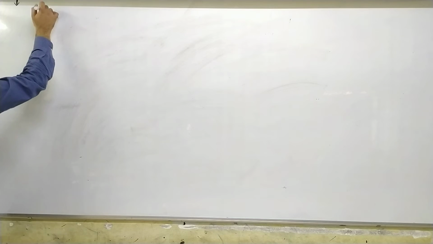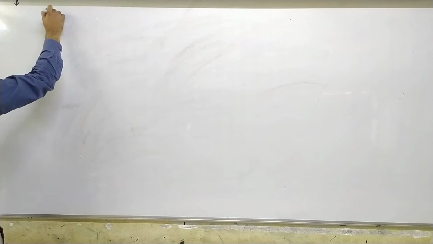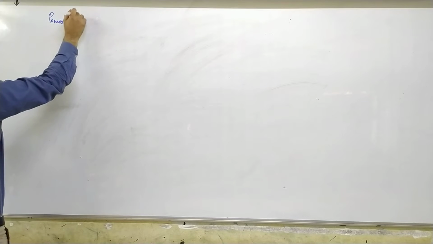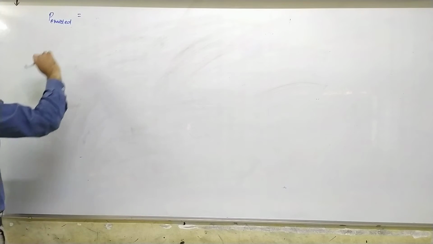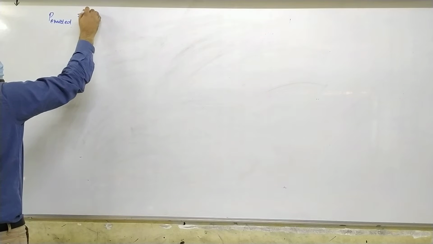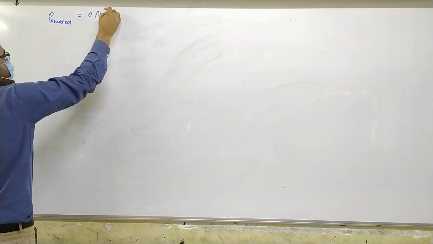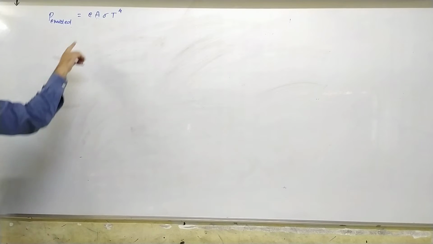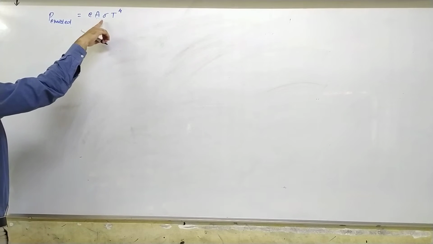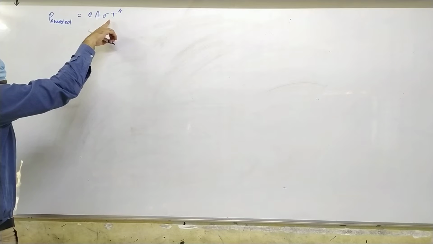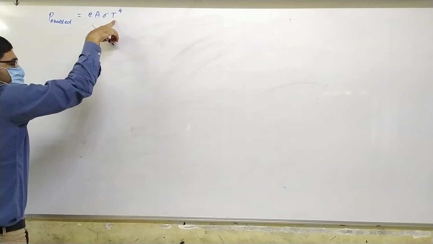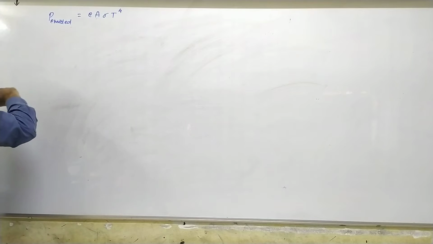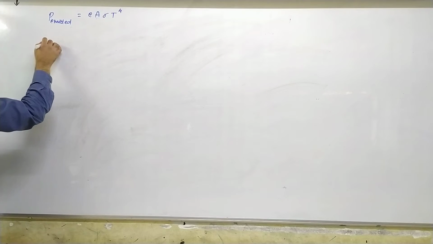Right. So just to make you recollect what you have learned, if you are talking about radiation emitted by your body, then the power emitted is given by E A sigma T raised to 4. And E is emissivity, A is the surface area, sigma stands for Stephen's constant, and T for the temperature. So let's solve a few questions based on this.